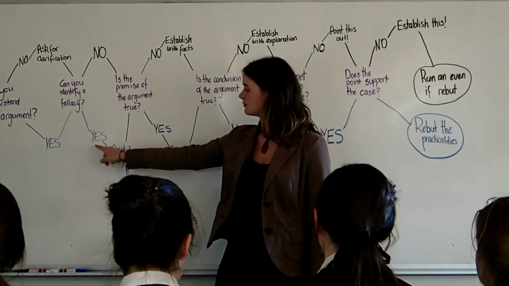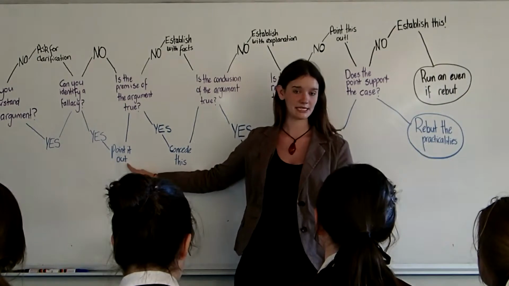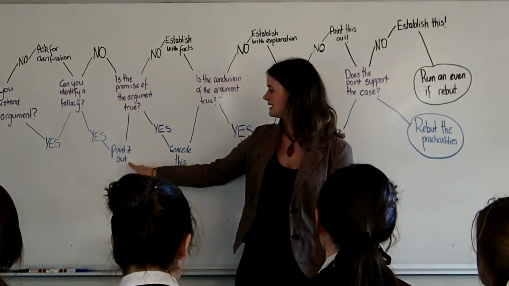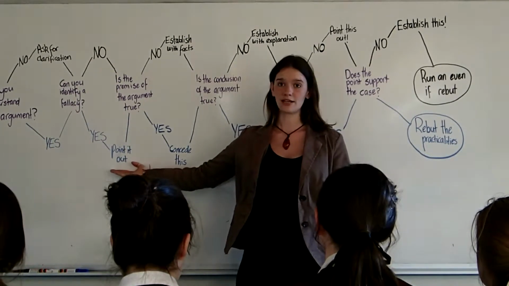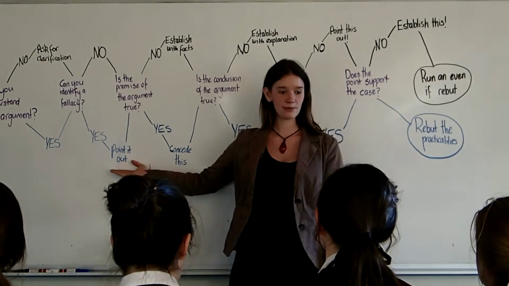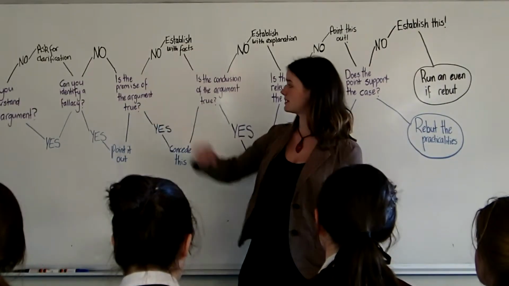So, yes, we can identify a fallacy, so we can say the one doesn't necessarily lead to the other. Pointing it out in your speech, you can basically just be very straightforward about it. Just say, we don't think that there is necessarily a link between the premise of this argument and the conclusion of this argument. Alright, so is the premise of the argument true?